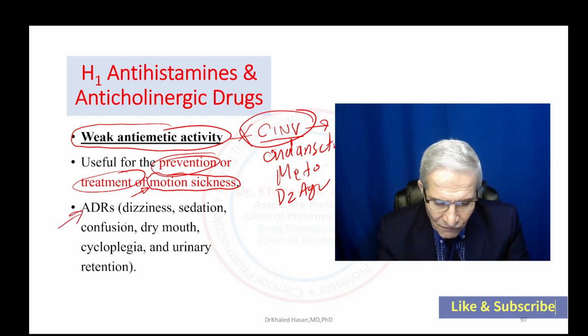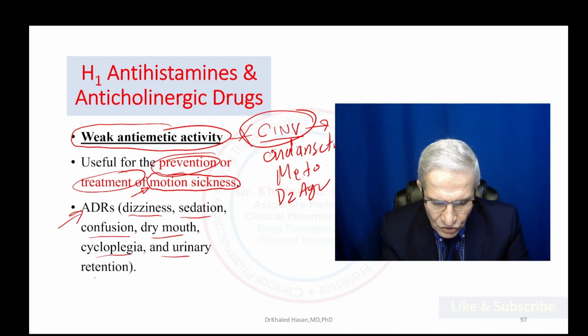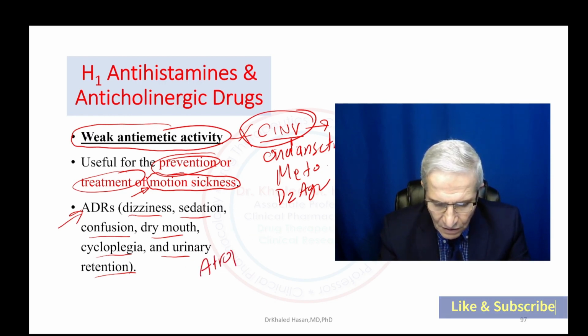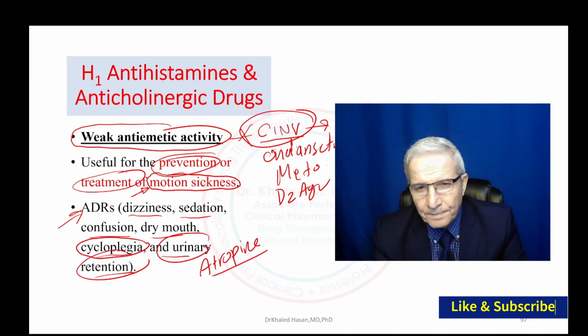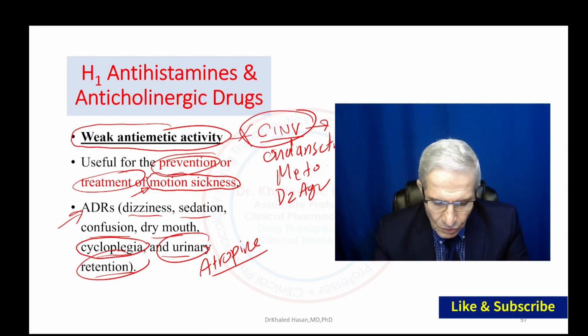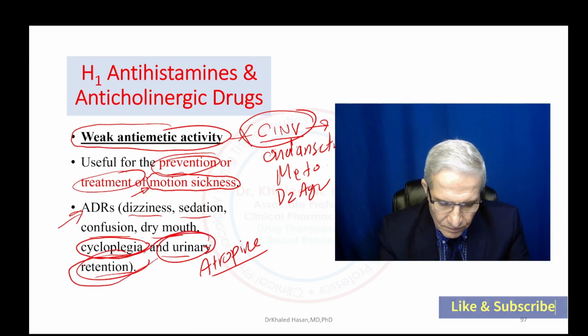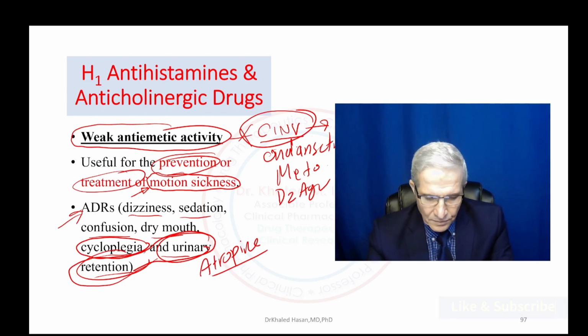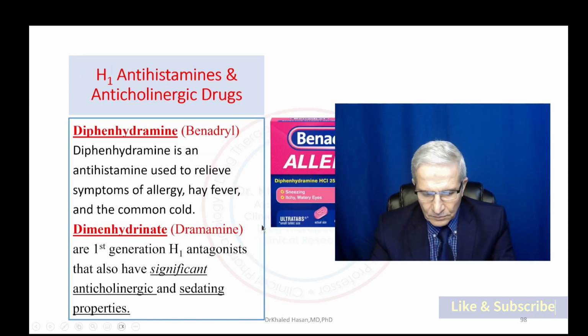Patients here may suffer from some side effects due to the anticholinergic: dizziness, sedation, confusion, dry mouth, cycloplegia, urinary retention. All these are covered under the effect. If you remember, for example, the effect of atropine: blurred vision, cycloplegia, urinary retention, these belong to atropine. So I will ask the question here: why do anticholinergic drugs such as atropine cause urinary retention? I will leave it for you, and then we go back again to answer this question.